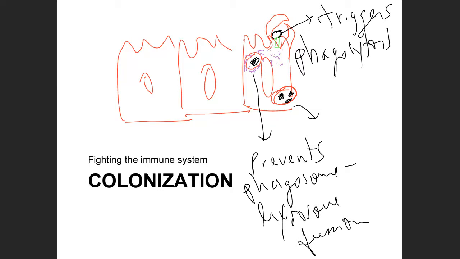So again, type 3 secretion systems have been isolated from gram-negatives. So this seems to be a strategy that many gram-negatives have to colonize our bodies.